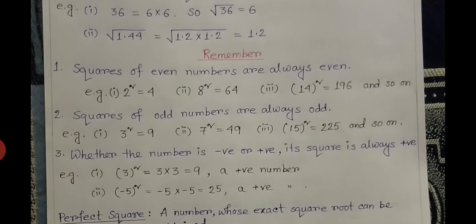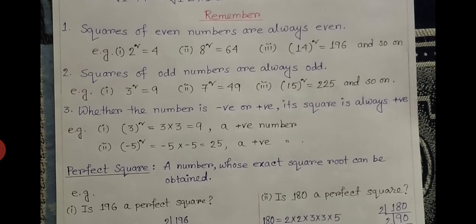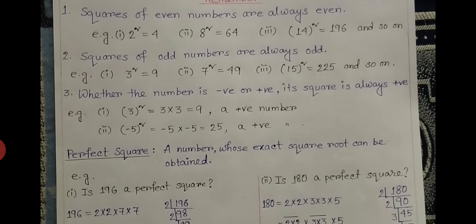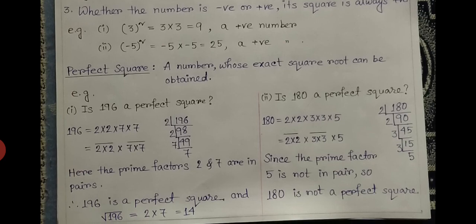Now 3 things to remember. First, squares of even numbers are always even, squares of odd numbers are always odd, and whether the numbers are positive or negative, its square is always positive. That means a square number is always of positive sign. And perfect square. Perfect square means the prime factors must be in pairs.